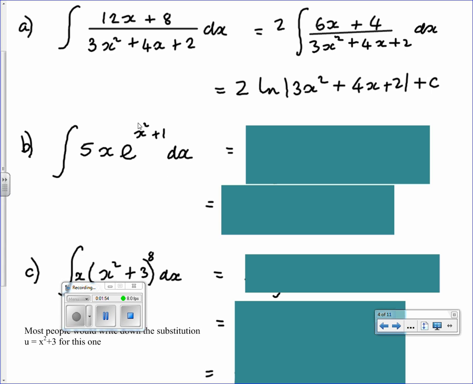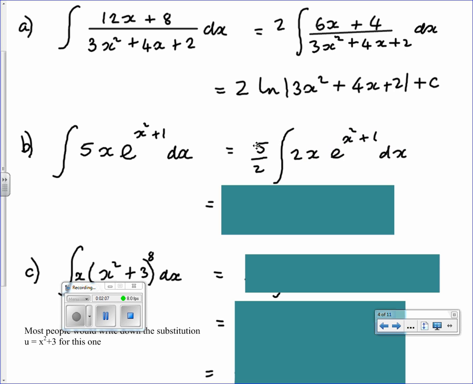Here, the function we have would be x squared plus 1. So if you want to do the substitution, let u equal x squared plus 1. The derivative of that is 2x. Can you spot that what we had was a constant multiple of 2x?